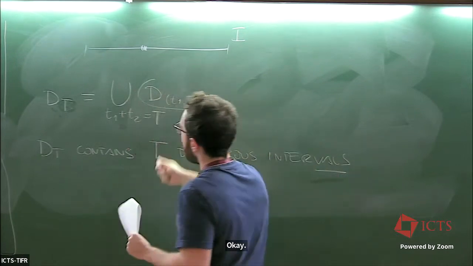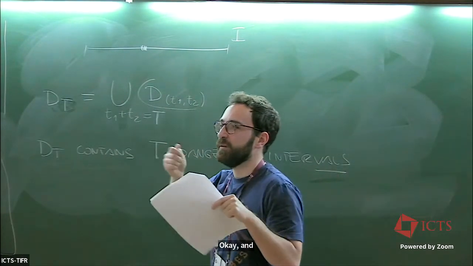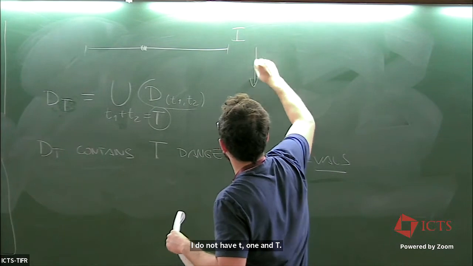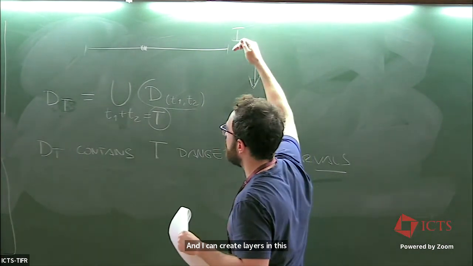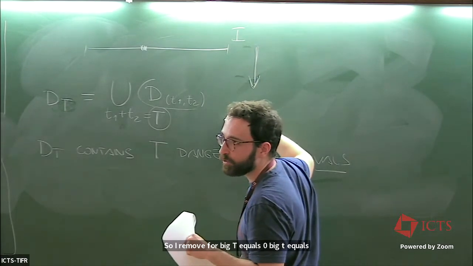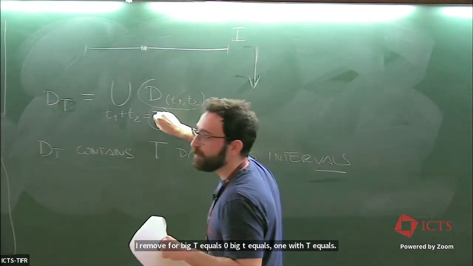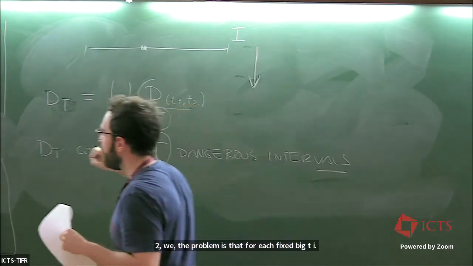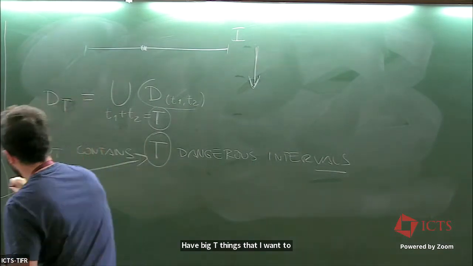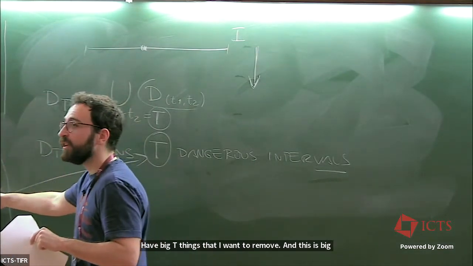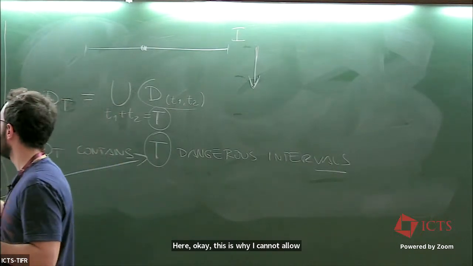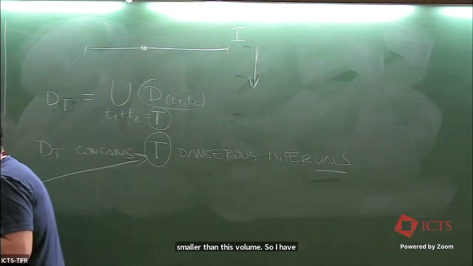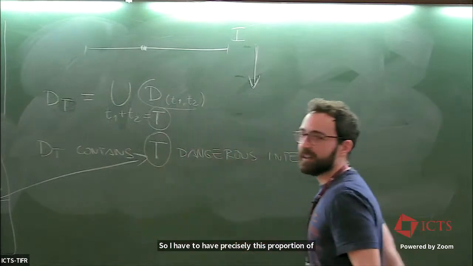Okay, and now I don't have a sparse sequence of dangerous things that I want to remove. I do not have T1 and T2. I only have this big T, and I can create layers in this Cantor-like set. So I remove for big T equals 0, big T equals 1, big T equals 2. But the problem is that for each fixed big T, I have big T things that I want to remove. And this big T has to fight with this proportion here, okay? This is why I cannot allow myself to go smaller than this volume. So I have to have precisely this proportion of things that get removed.